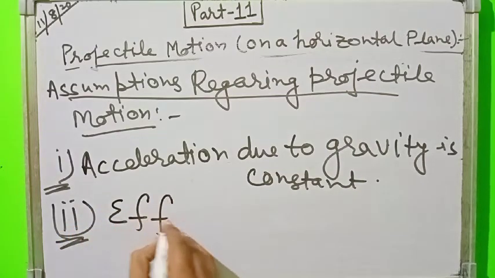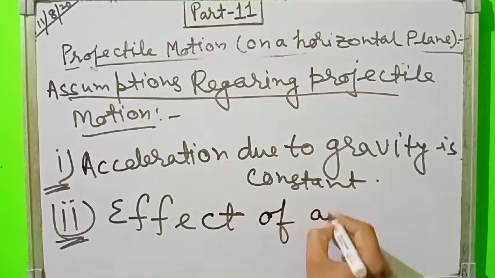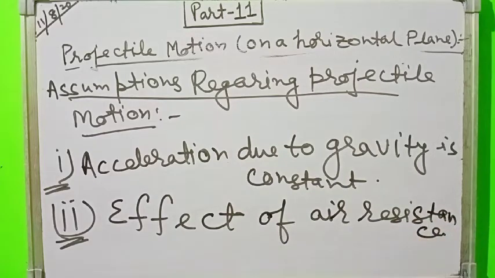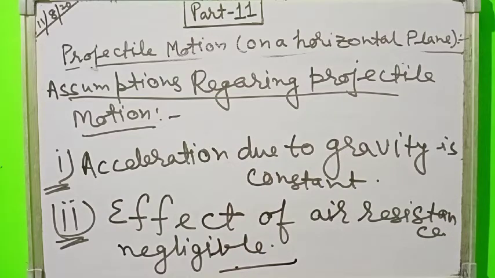Means while the movement of the projectile, there is no air resistance that needs to be considered. Air resistance means the hindrance created by the air. During movement, if air is creating any hindrance due to the motion of the object, that can be taken as negligible. These two assumptions we will take.